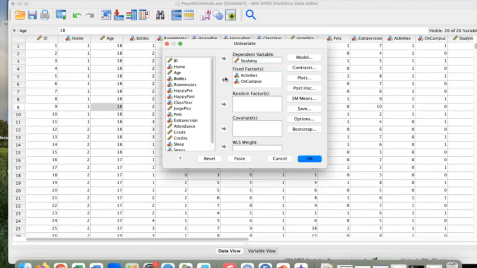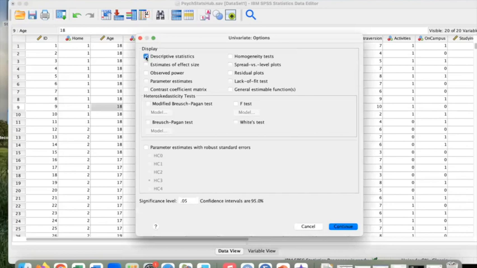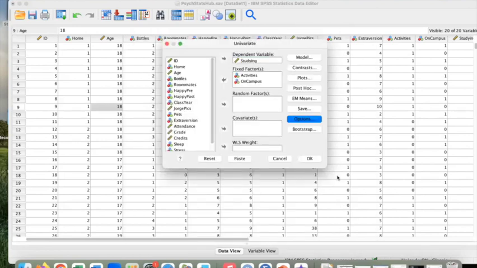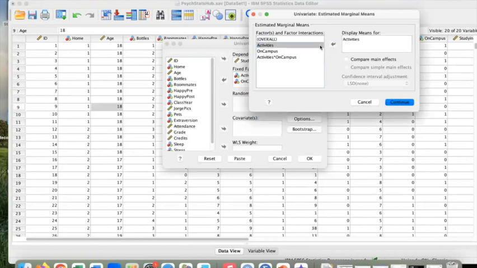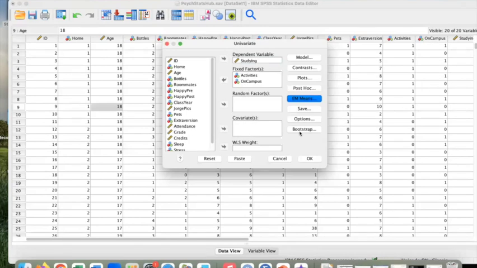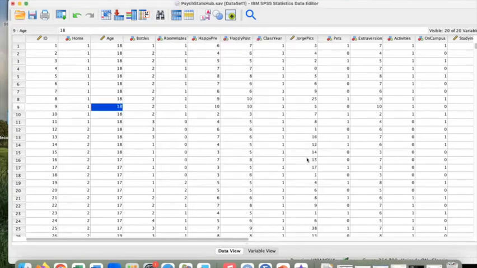The next thing that we're going to want to do is to click on the options button. We'll want to click descriptive statistics, estimates of effect size, and homogeneity tests, and then we'll click continue. We'll also want to, in this dialog box, click on the EM means button and then move over activities, on campus, and the interaction into the display means for box. And then we'll click compare main effects and continue. Now we can hit OK and we'll get a lot of output in our output file.